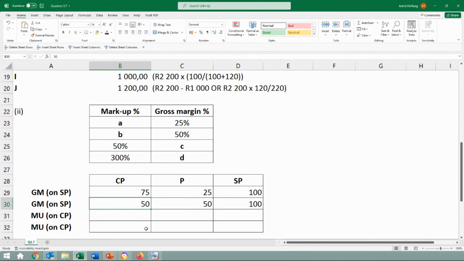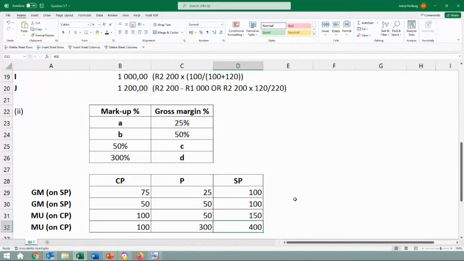Then with the markup percentages, we work from the other side. Markup, we said, is on cost, so you add that percentage to the cost price. That means our cost price is our starting point, and that will be 100. Then we fill in the profit percentage as per the table, which was the 50 and 300. Now we add these two together to get to 150 and 400.